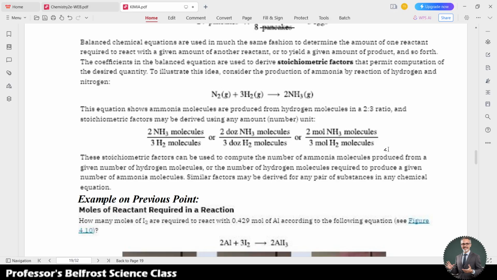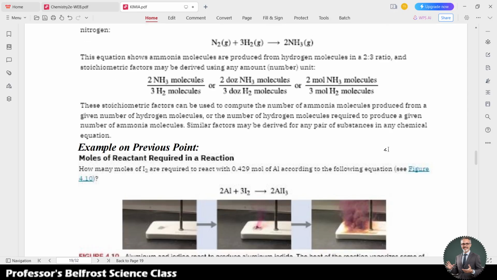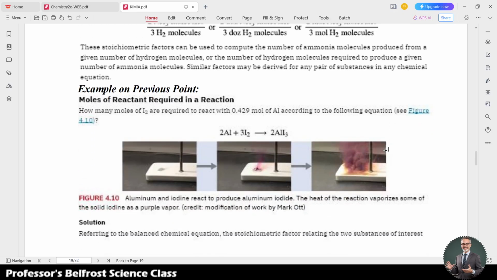These stoichiometric factors can be used to compute the number of ammonia molecules produced from a given number of hydrogen molecules, or the number of hydrogen molecules required to produce a given number of ammonia molecules. To understand this concept clearly, let's dive into an example.